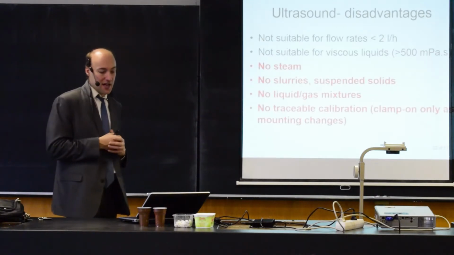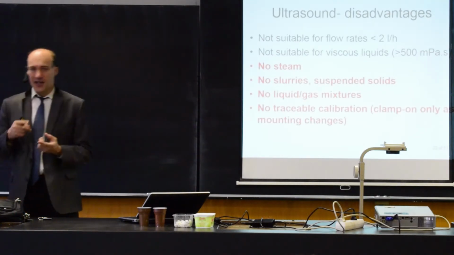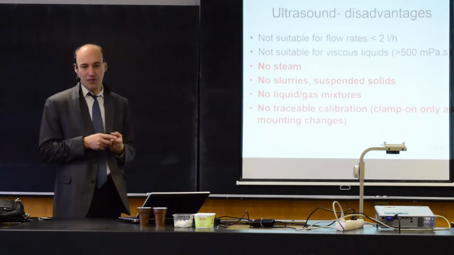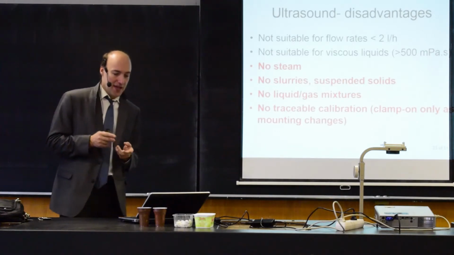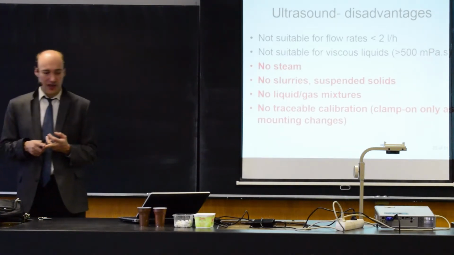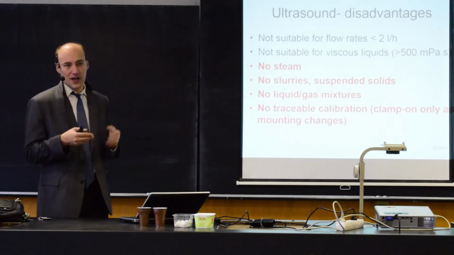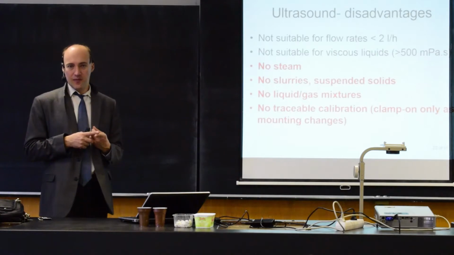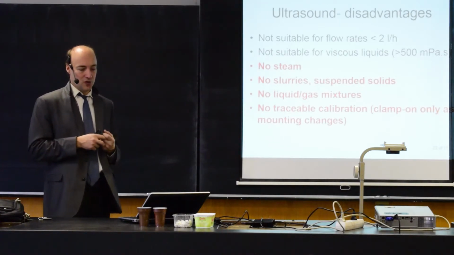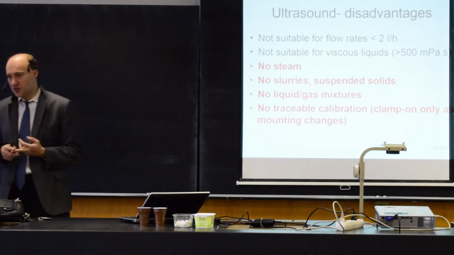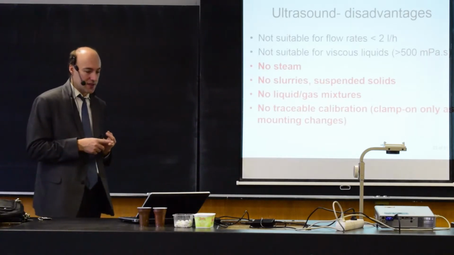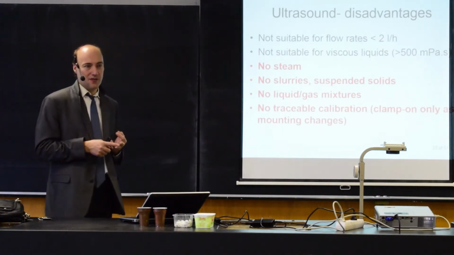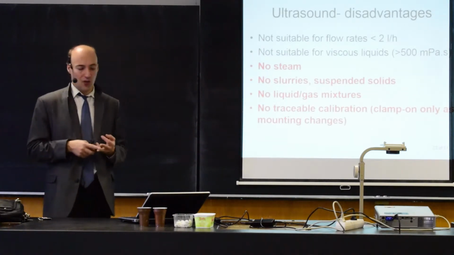Of course, it has some disadvantages. It cannot measure small flow rates, such as flow rates below 2 liters per hour. It is not suitable for viscous liquids, so if you have something like honey or something even thicker, then it will not work. It does not measure steam. Orifice plate was able to measure steam. It is not good for measuring liquids with suspended solids or slurries. It does not measure mixtures of gas and liquid.